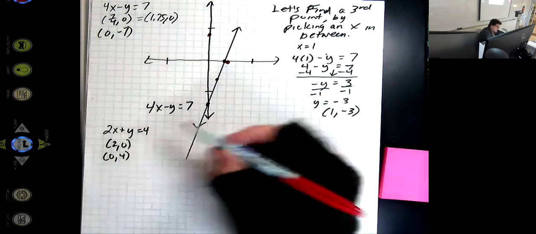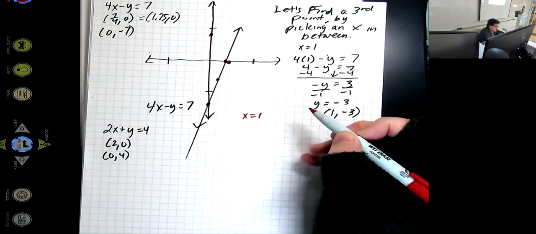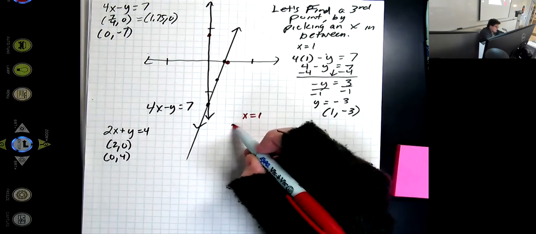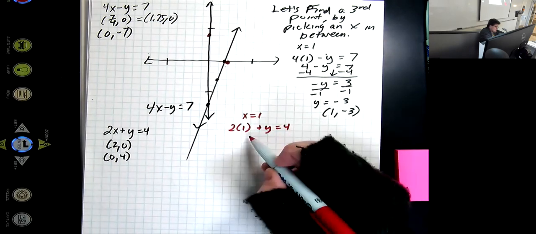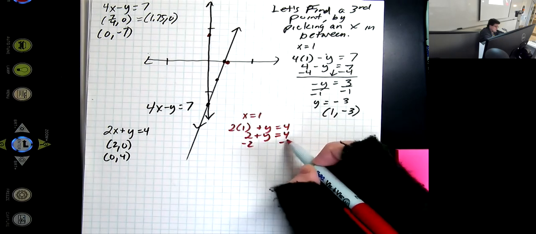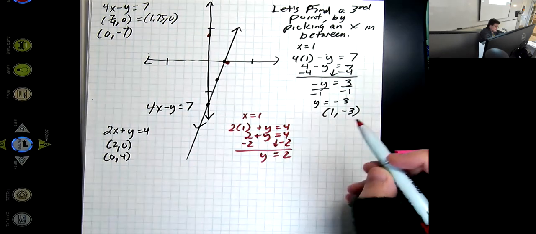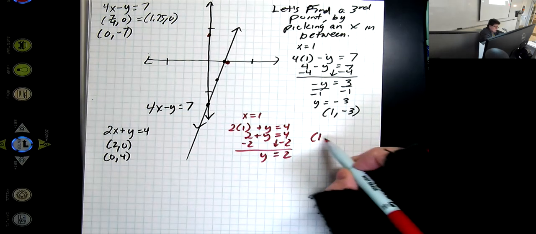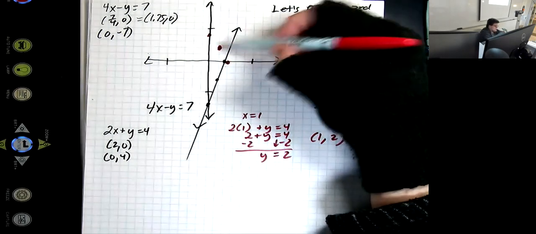Again, I'm going to plug in x equals 1 and see what I get. 2 times 1 plus y equals 4. So 2 plus y equals 4. Subtract 2 from both sides and I get y equals 2. That was when x equaled 1. So I have the point (1, 2).